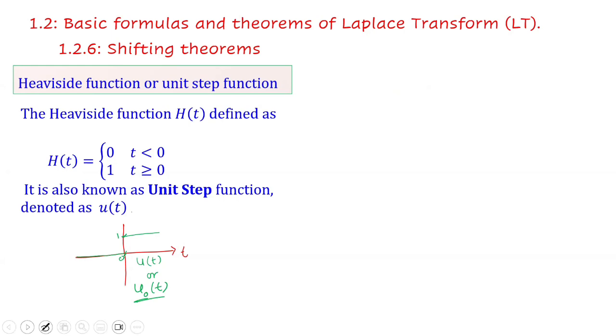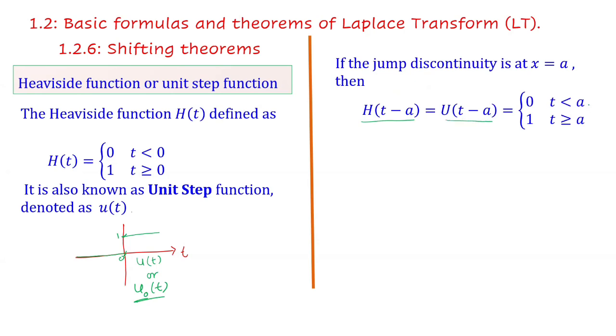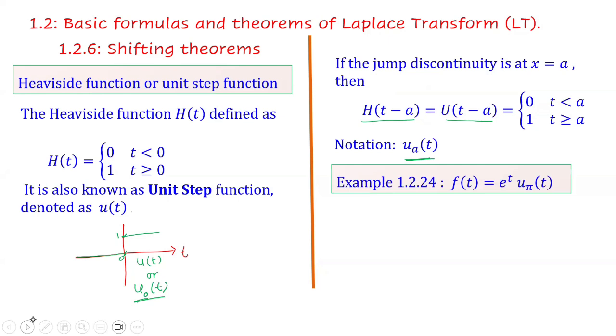Now if the jump discontinuity is at any other point, not at 0, then how can we write it? This can be written as h(t minus a), u(t minus a). This is 0 when t is less than a and 1 when t is greater than a. And it is denoted as u_a. This is very important to get the Laplace transform.